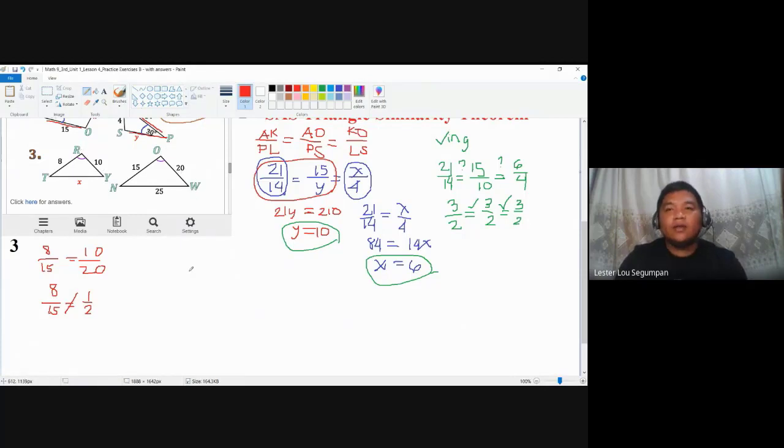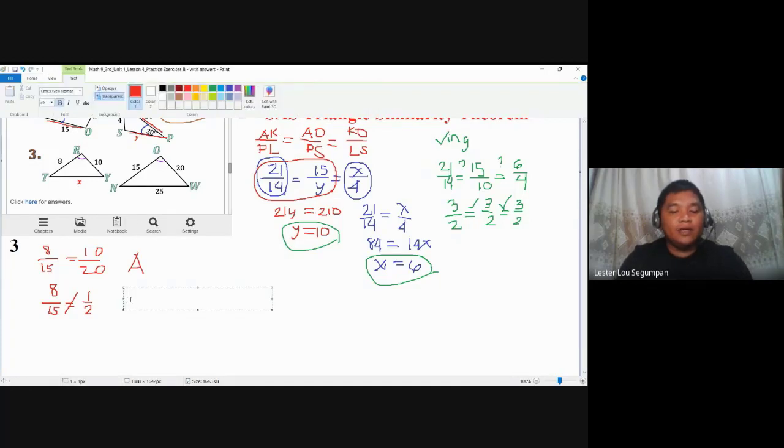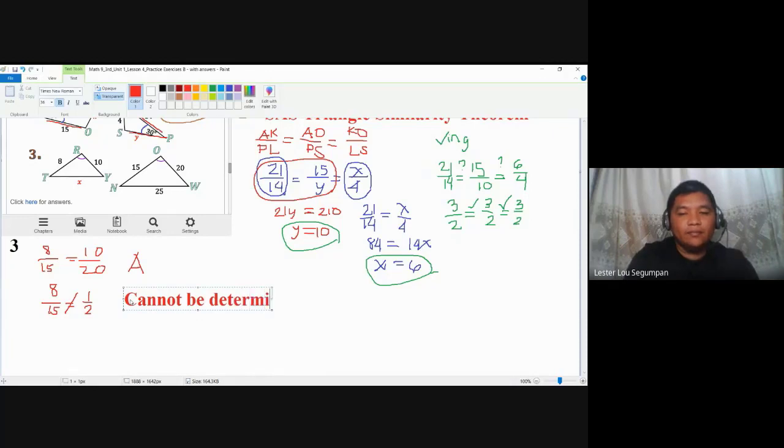We did not establish proportionality of sides. Though we have one angle which is equal, only one angle. If there is one more angle, then we can say they are similar. If the sides are proportional, we can also say they are similar. But we don't have other givens here. Therefore, our final answer for number 3 is cannot be determined. Or you may say that they are not similar.